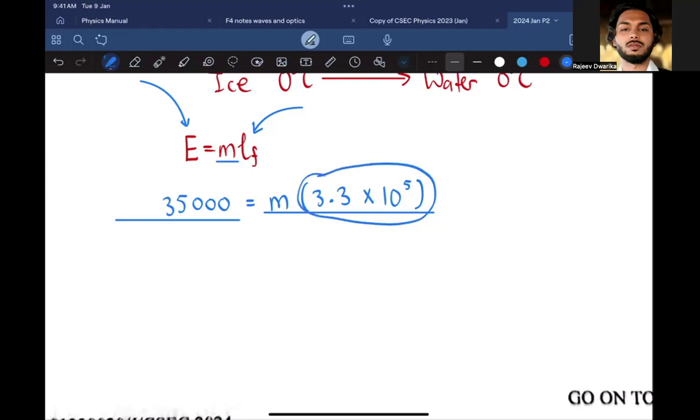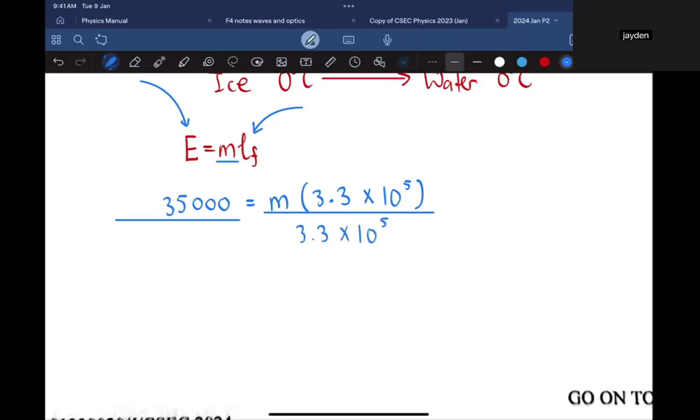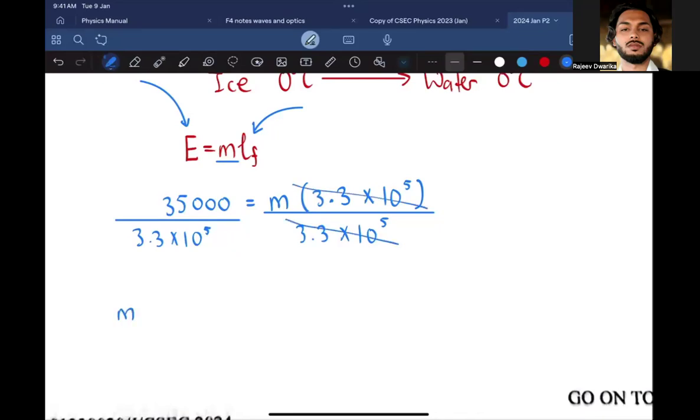I want to cancel off this, right? I want to cancel off that. So I'm going to write that same thing back in the denominator, so you can cancel off with itself. So I'm going to write 3.3 by 10 to the 5. And so you're going to plug this into your calculator to find the mass. So do that, and let me know what you get for mass.